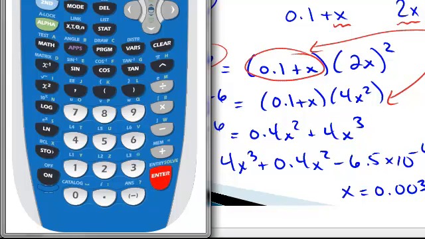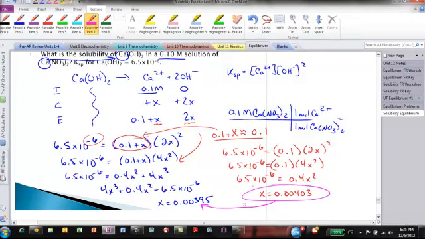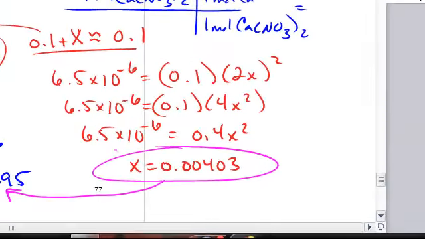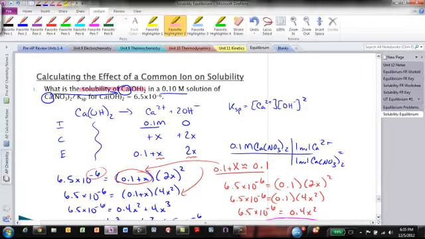And our x is 0.00403. And if you look at where we got once we did all that cubic stuff and the giant mess, those are pretty darn close. And we got a lot easier math, okay, with none of the polynomial root finder stuff, and that's our x. So it asks for the solubility of calcium hydroxide.